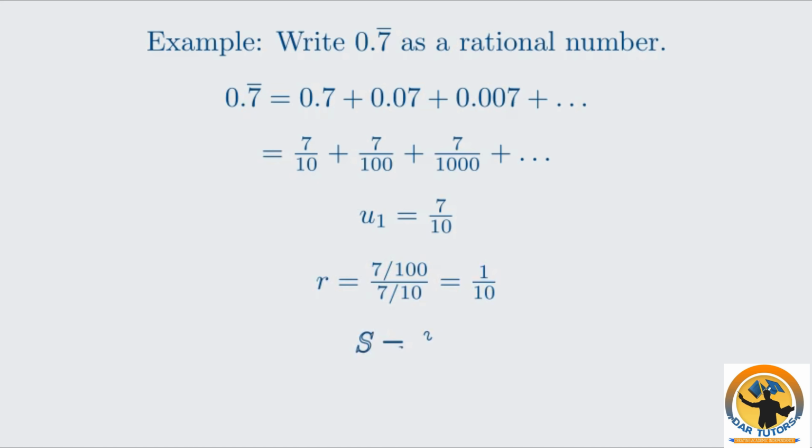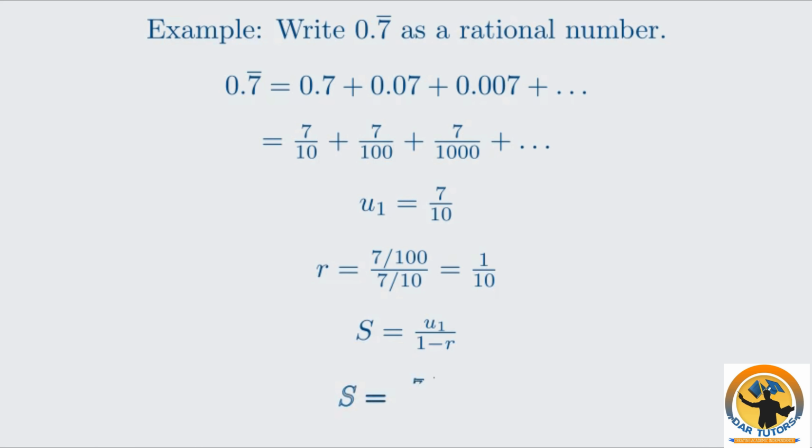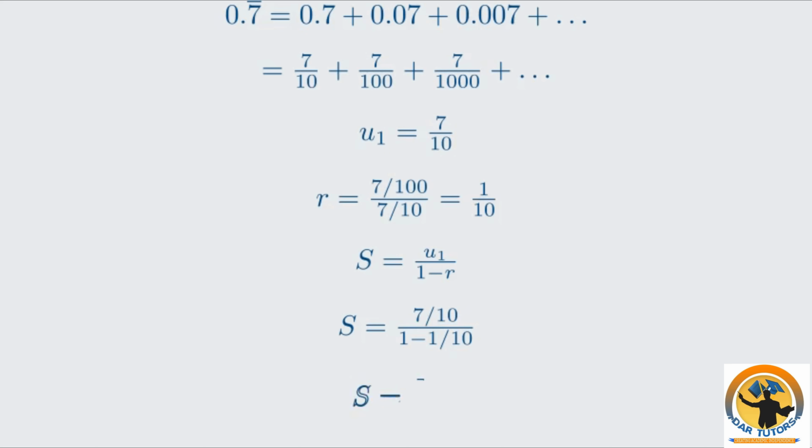The formula is S equals u_1 divided by (1 minus r). Substituting our values, we get S equals 7/10 divided by (1 minus 1/10). Now, let's simplify the expression. The denominator, 1 minus 1/10, is 9/10. So we have 7/10 divided by 9/10.